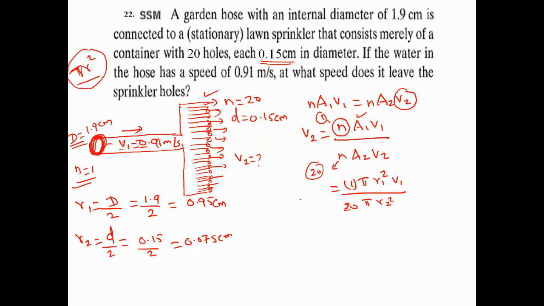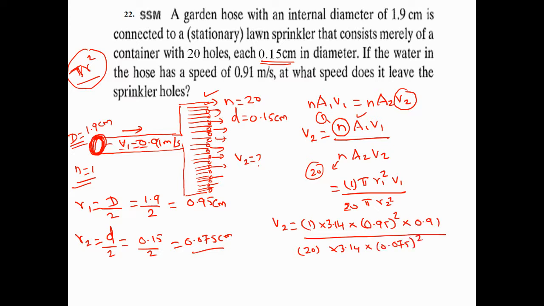So I am going to substitute the value. My V2 is equal to 1 multiplied by 3.14 multiplied by my R1 value 0.95 square, multiplied by my speed of the water in the first hose, 0.91, divided by my n value 20 multiplied by 3.14 multiplied by my R2 value 0.075 square. That's it. When you work it out with the calculator, your V2 value is 7.30 meter per second. Is it clear?